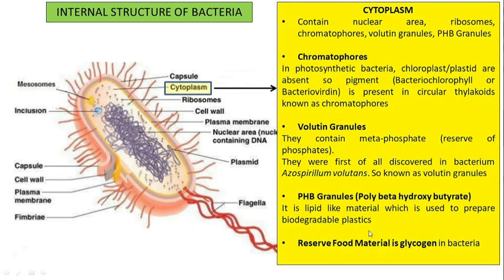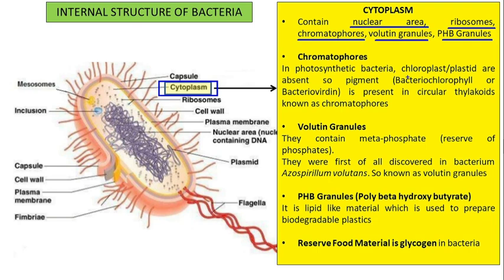The next part is cytoplasm. Now as we know, cytoplasm means the entire content of the bacterial cell. So it may contain a number of things. Let us see what the cytoplasm includes. Cytoplasm contains the nuclear area where the nucleus is present. It also contains ribosomes, chromatophores, volutin granules and PHB granules.